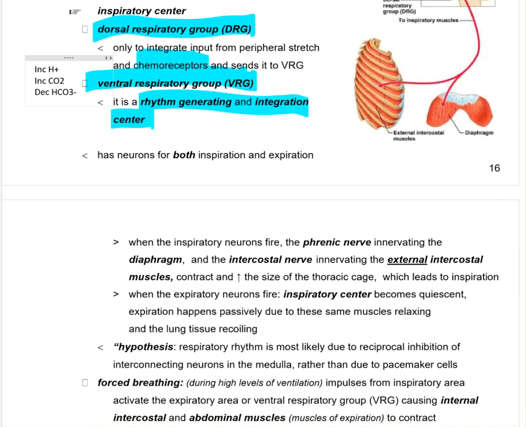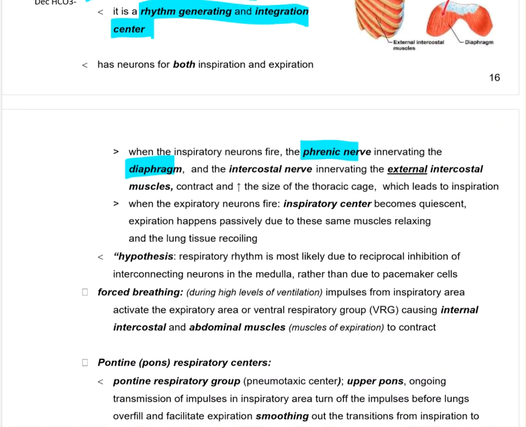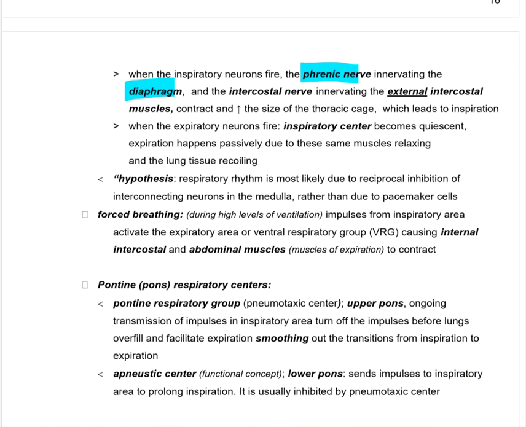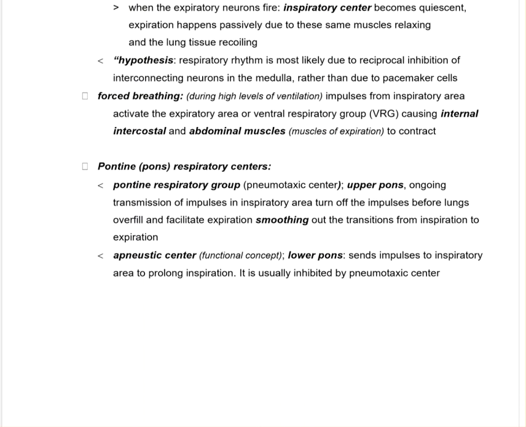It has neurons for both inspiration and expiration. And this goes through a bunch of stuff that I'm not as worried about, but the phrenic nerve innervates the diaphragm. We know that. And you can read about how it all works, but I'm not super concerned. Same thing with forced breathing. We'll activate that group in the medulla to kind of change things.